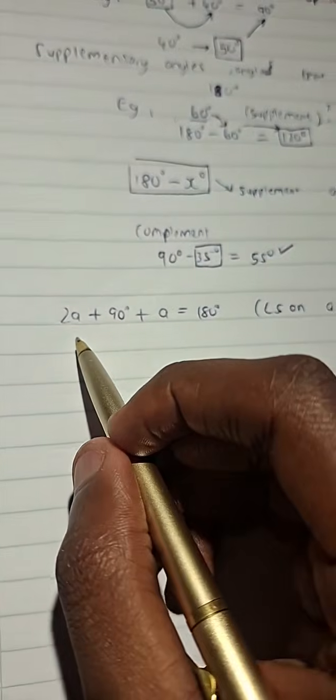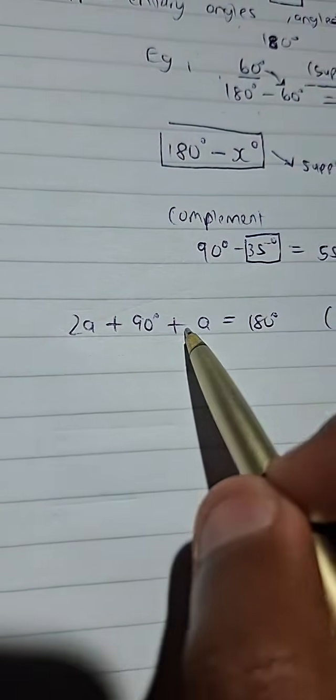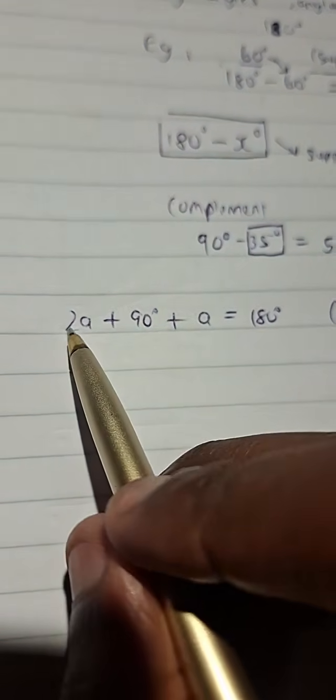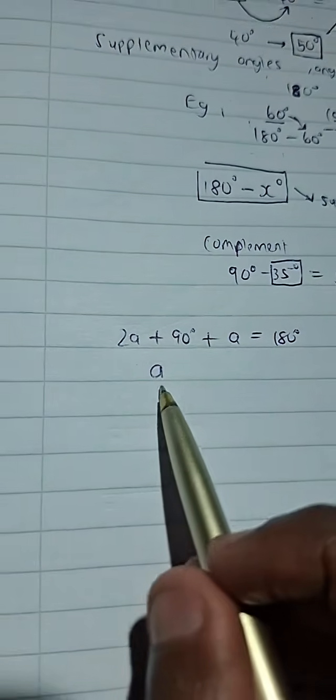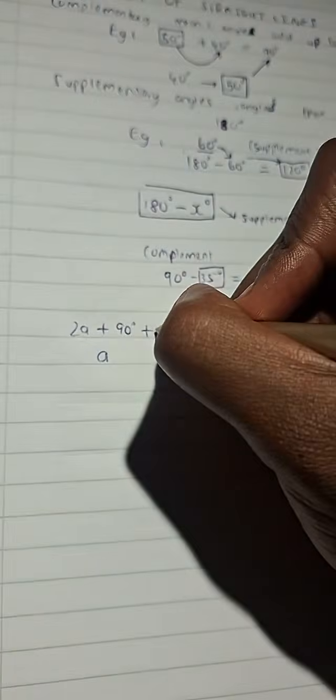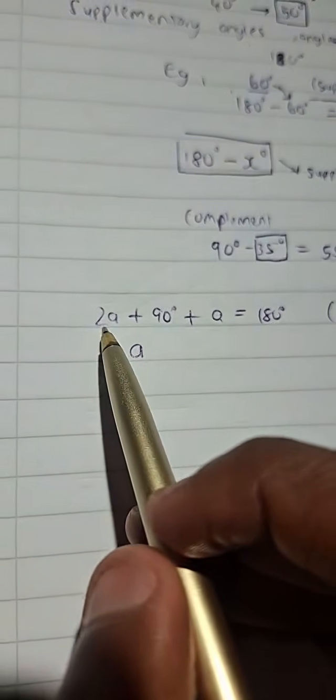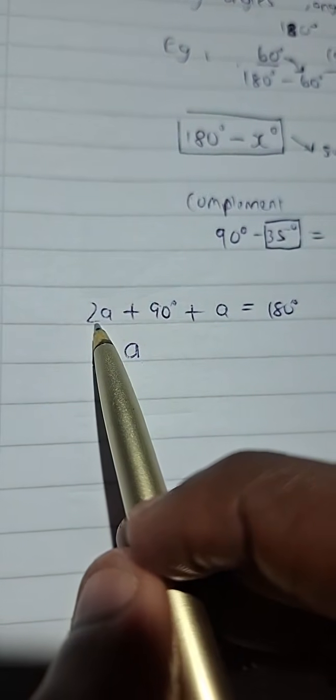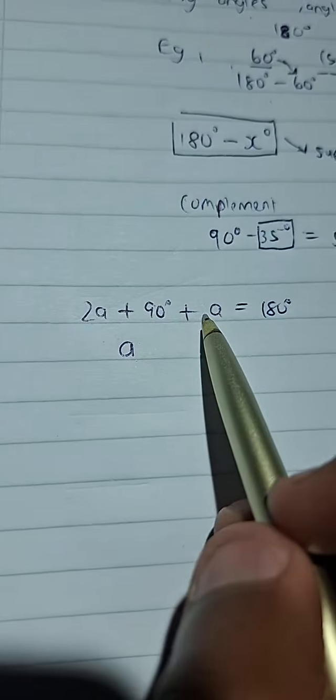Then we add the like terms that we see. So 2a is positive. A is positive. We add 2a and a together. Remember, when we add like terms, we keep the letter or the variable. Then we add the what? The coefficients. There's a 2 here before this a, and there's an invisible 1 before this a. So we say 2 plus 1. That gives us what? 3a. And then the 90 degrees is there as well, which is equal to 180.